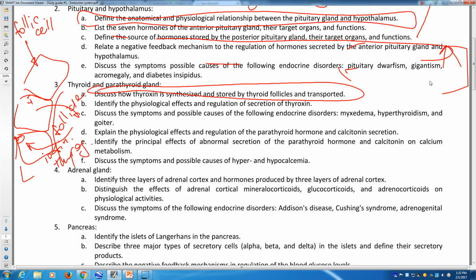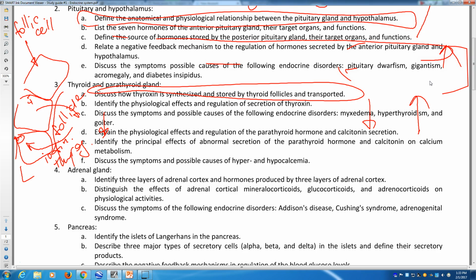Symptoms: myxedema, low; hyperthyroidism, up; goiter. In goiter, do we have high levels of thyroid hormone or low? In nutritional, dietary goiter, high or low? Low levels, because we do not have enough iodine, right? The gland is large, but since there's no iodine, it does not produce the functional hormone. And it's large because it tries to compensate for the lack of the hormone.